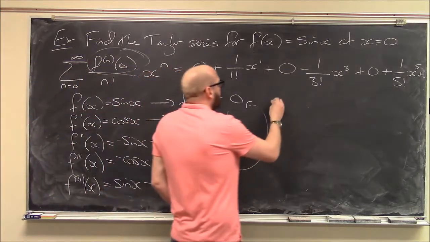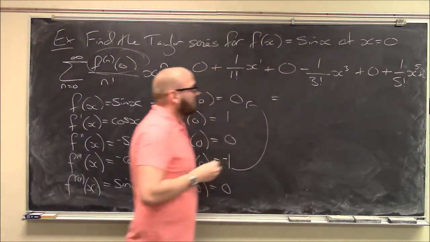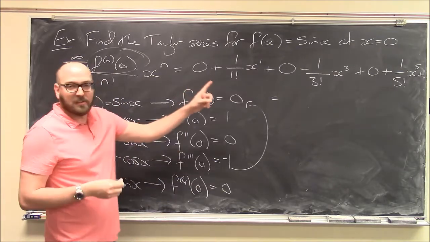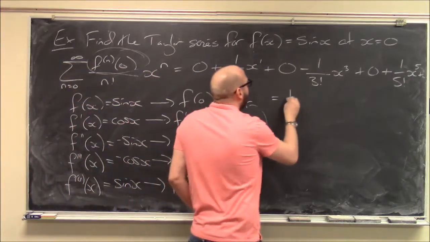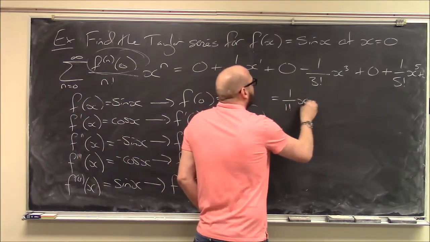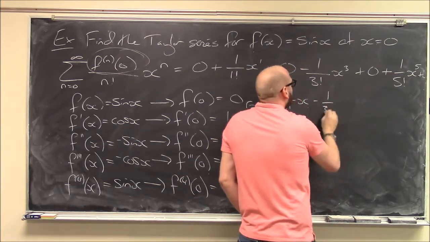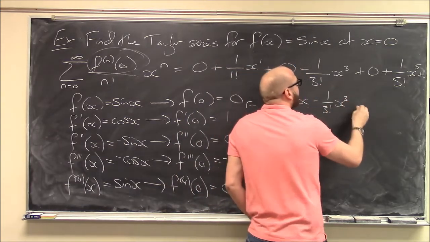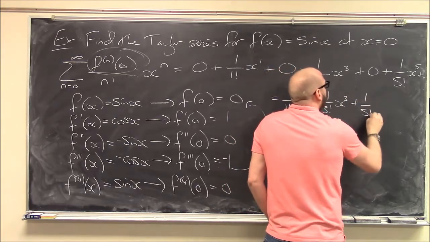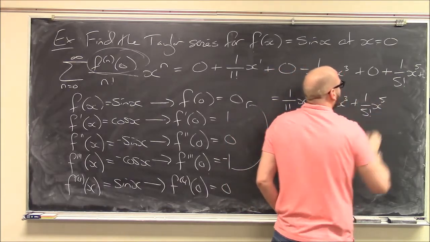And if I don't write the zeros, because I don't really need to write them to figure out what this looks like, let's just clean this up a little bit. This will be 1 over 1 factorial times x. Let's skip out all the zeros. Minus 1 over 3 factorial times x cubed plus 1 over 5 factorial times x to the fifth.